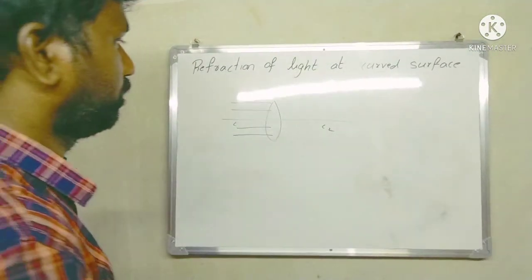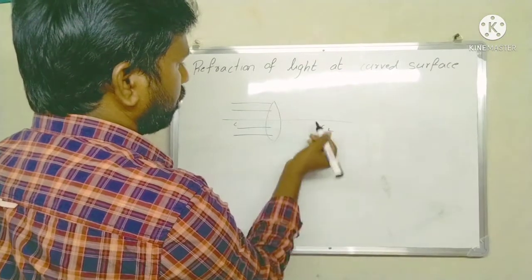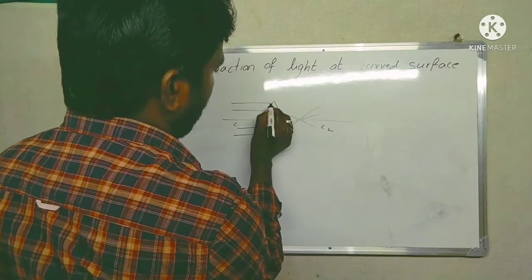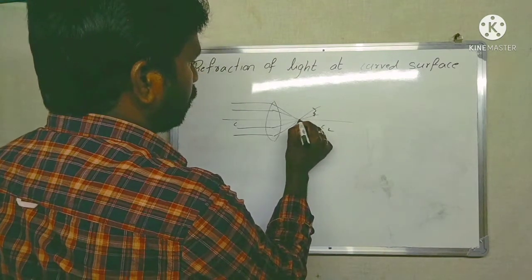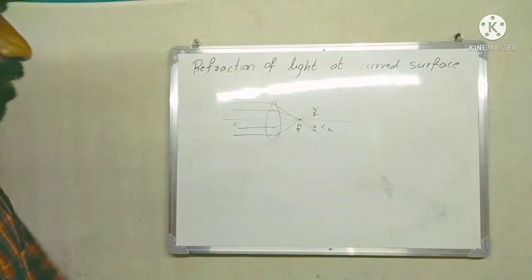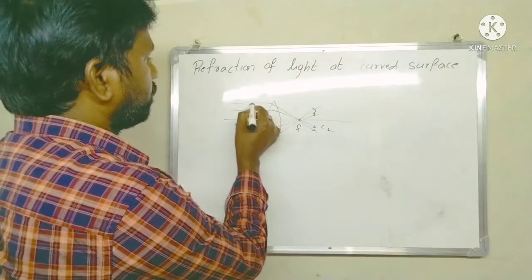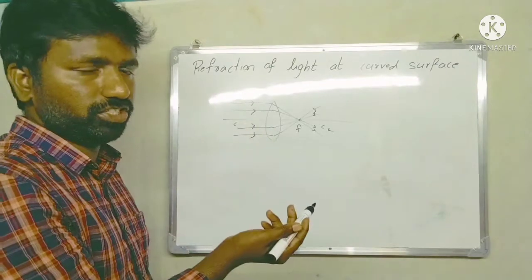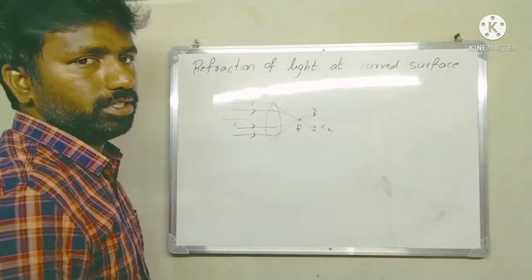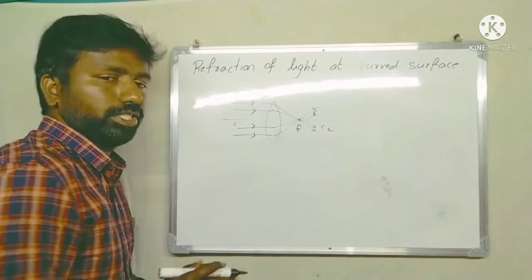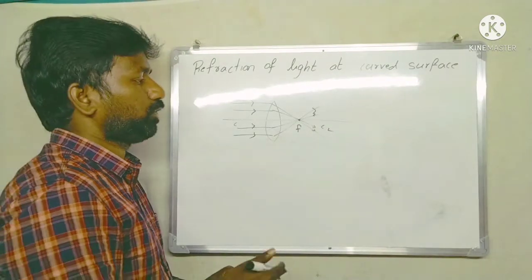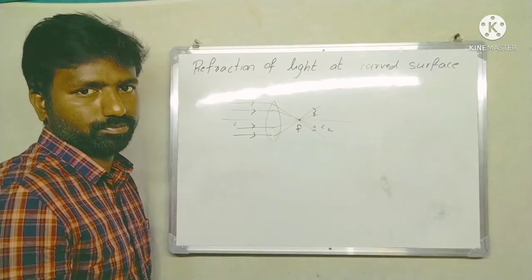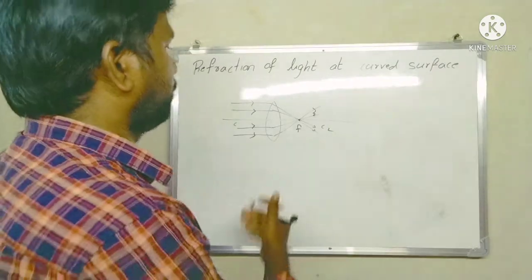Now a parallel beam of incident rays is incident on the lens, then they pass through a particular point on the principal axis. So this point is called the focus for convex lenses. The incident rays are parallel to the principal axis as well as to each other. When they pass through the lens, all the refracted rays meet at a point on the principal axis, which is simply called the focus. This is for the convex lens.